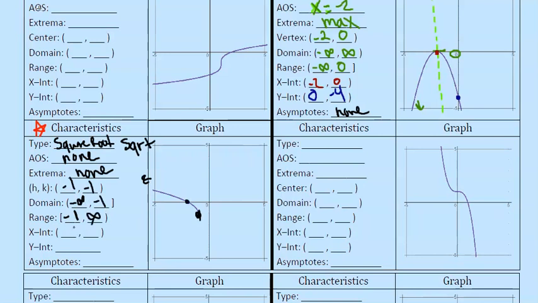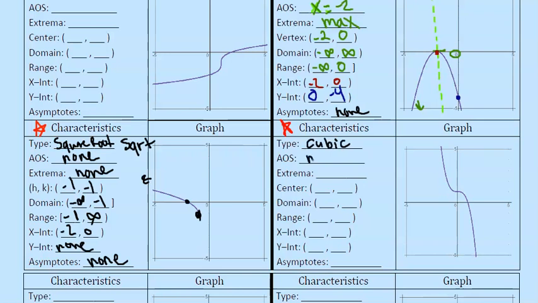The x-intercept would be at -2, 0. And then there is no y-intercept because it doesn't cross the y-axis, so you put none. And then there's no asymptotes. Let's do one more on this page. There's also cubic functions. So this one is cubic.